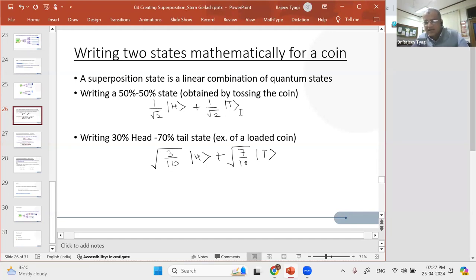Now, can you write a 30% head, 70% tail? Can you write that? You write it like this. Square it. You get 3 by 10, which is 30%. Square it. You get 7 by 10, which is 70%. This is how you write the superposition states.